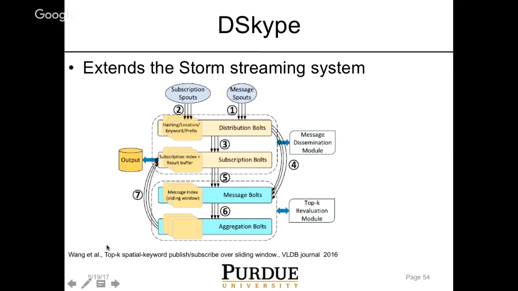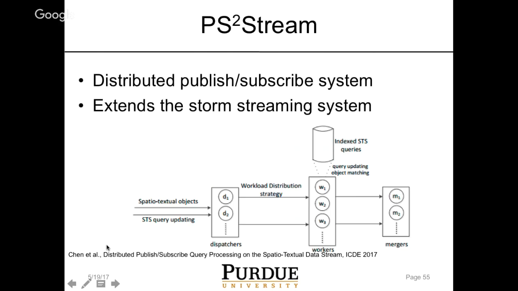And then there will be distribution bolts that are responsible for distributing the subscriptions or the continuous queries. A subscription can be seen as a continuous query. And the messages, which are the spatial keyword objects, across distributed bolts or worker processes. So there will be some subscription bolts that will maintain the queries indexed, and there will also be message bolts that will contain the sliding window of spatial keyword objects, and there will be some aggregation bolts or worker processes that will aggregate the results from the distributed queries. And then these will produce the final output.